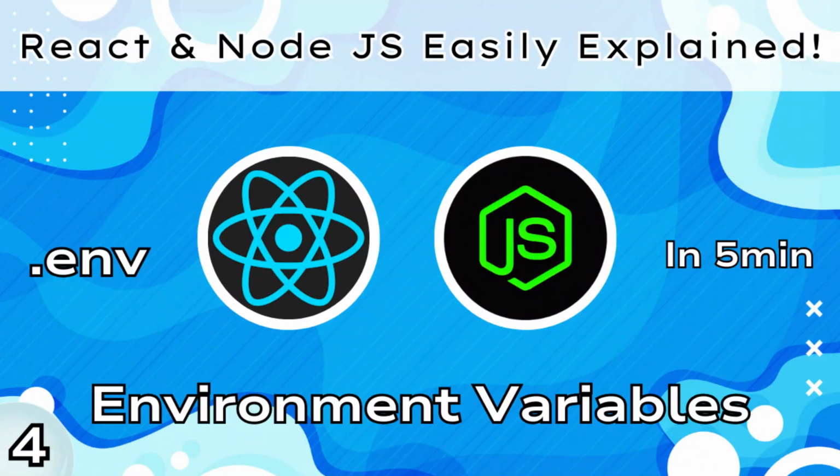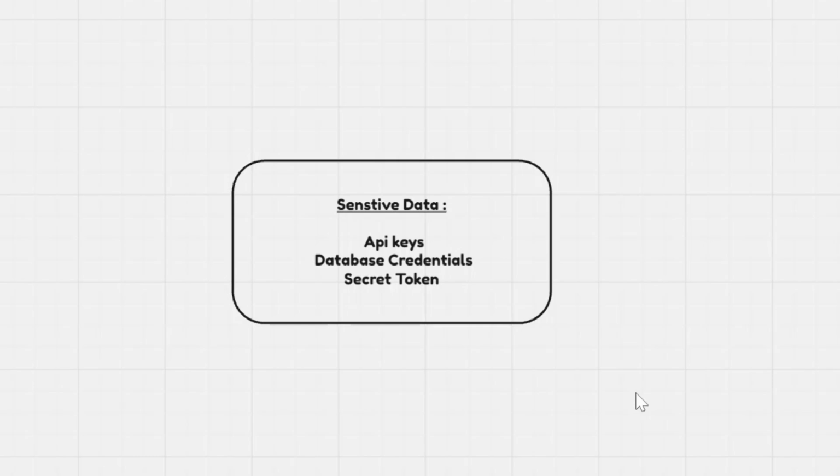Today I'm here, Quick Service, and you're going to be learning how to create and use environment variables in your React and Node.js applications. While building a website, there will be a lot of sensitive data that you won't want to share with anyone when you upload your project on GitHub or any other public repository. This information includes API keys, database credentials, or any other secret token that you don't want to share with anyone, and so we store them inside a .env file.